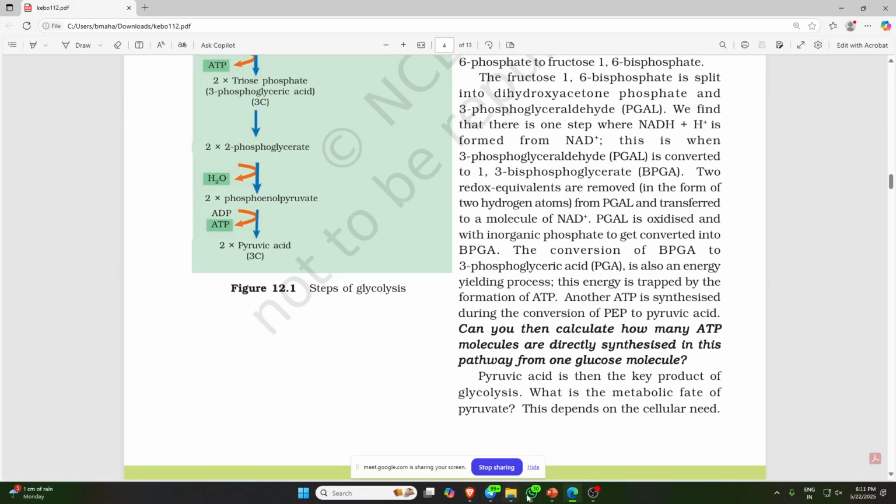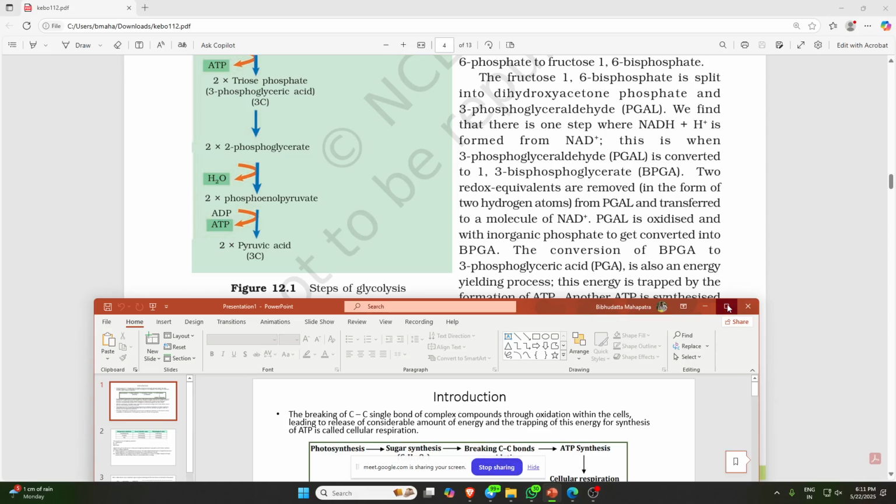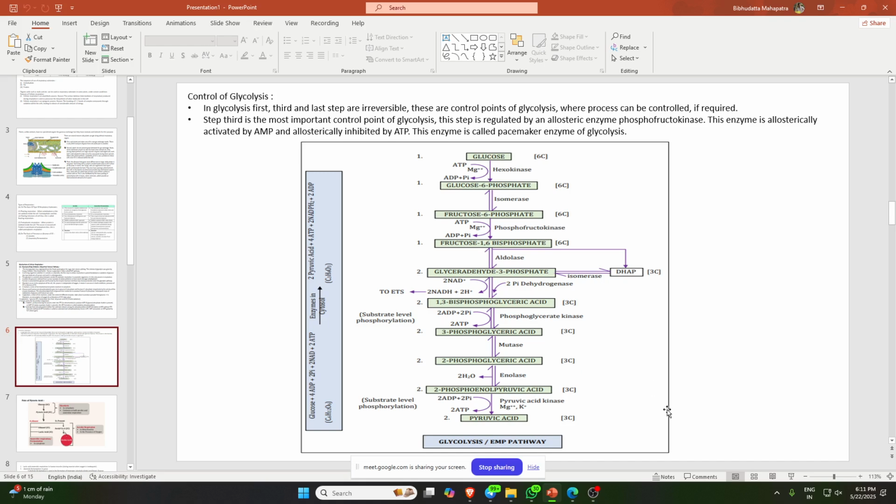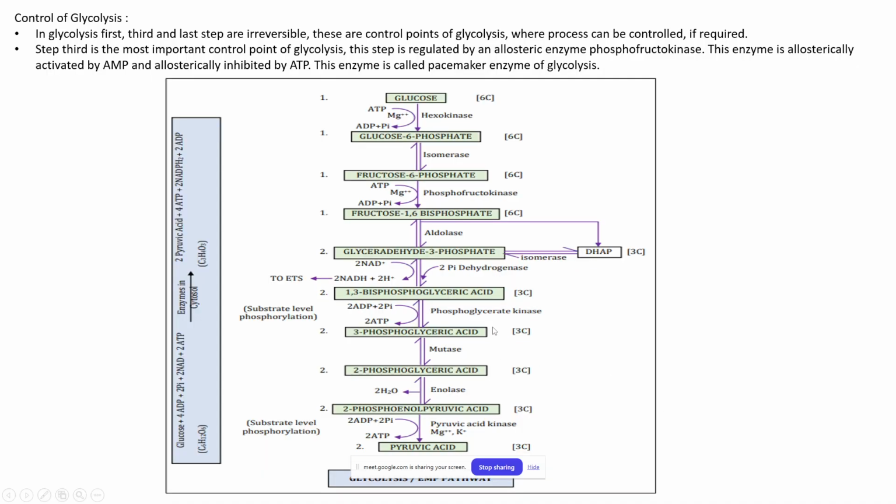We'll go through here. See this one. See how many NADH over here? How many NADH here? Two, right? Yes or no?